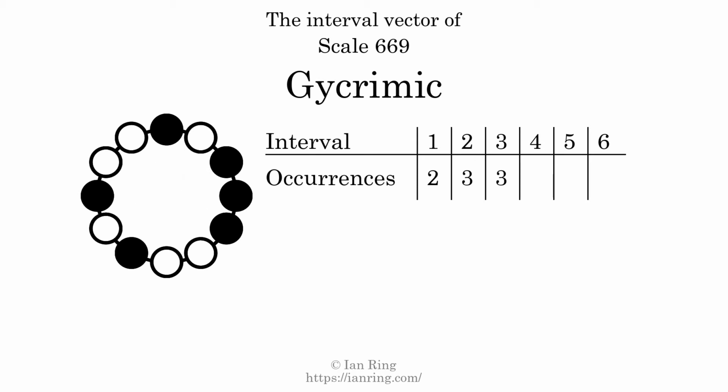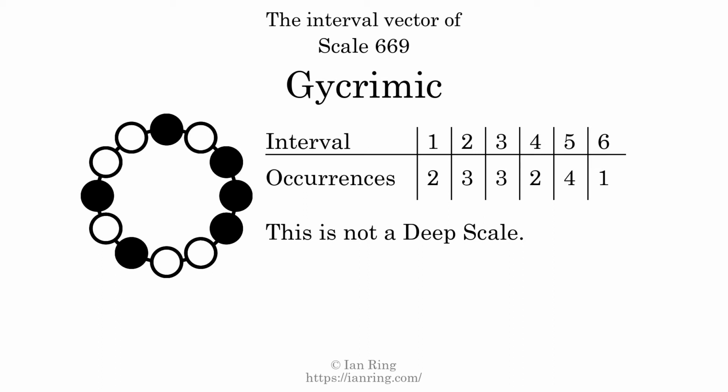There are 3 intervals with the size of 3 semitones. They are here, here, and here. There are 2 intervals with the size of 4 semitones. They are here and here. There are 4 intervals with the size of 5 semitones. They are here, here, here, and here. There is 1 interval with a size of 6 semitones. It is here. Each interval does not appear in this scale a unique number of times, so this is not a deep scale.